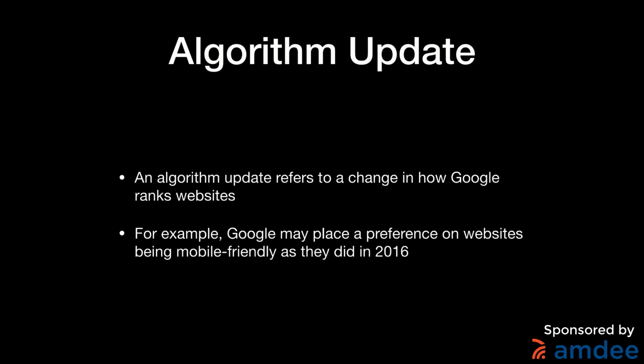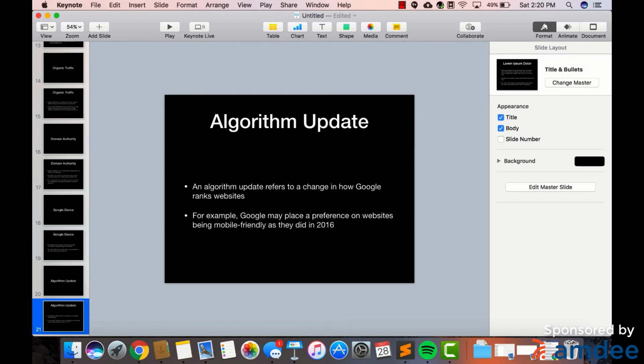Then algorithm update. An algorithm update just refers to a change in how Google ranks websites. That might just be their preference, or it might be the direction they want to suggest website owners go towards. For example, having a mobile-friendly website makes it easier for people to use a website and gives a better user experience on their phones. Most people are doing Google searches and looking at websites on their phones. And so Google, in April of 2016, had an algorithm update where they had a preference for mobile-friendly sites. That became a ranking factor, and because it was a ranking factor, if you had that optimized in your website, you would rank higher in Google search results. And so that is something you'd want to do.